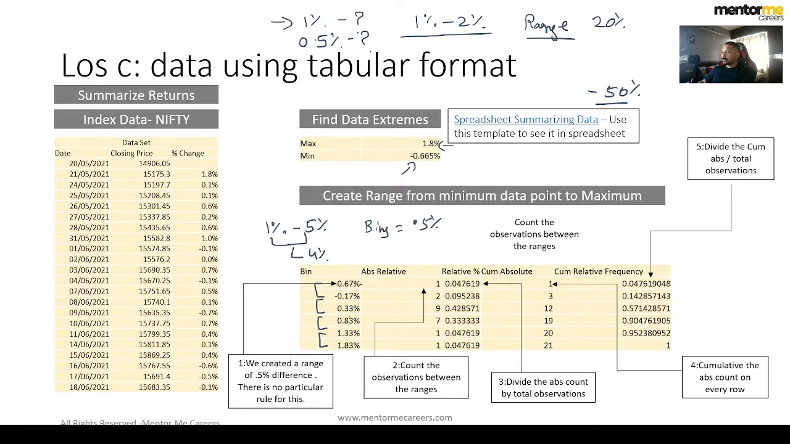So now what we are trying to count is how many times the values happened between negative 0.67 and negative 0.17. So the frequency that comes up is 1. So that's also called the absolute frequency.